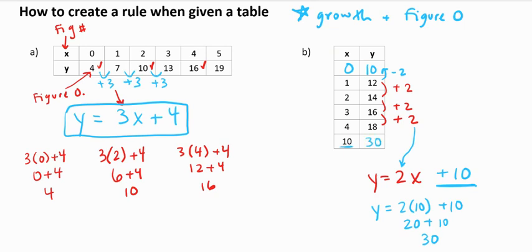So if they ever ask you to fill in missing values, you can just use your equation to do that. So again, for the equation, the growth is the number in front of the x right here, and then the number being added or subtracted at the end is going to be our figure 0.